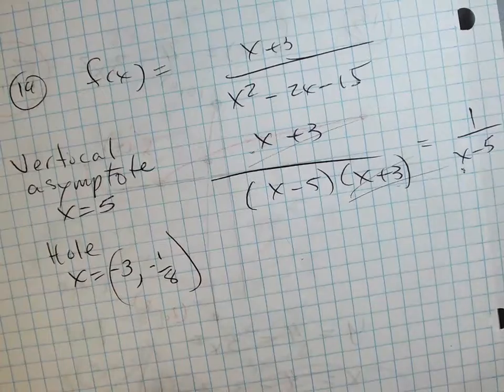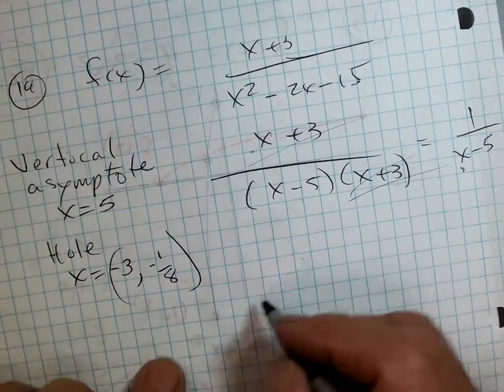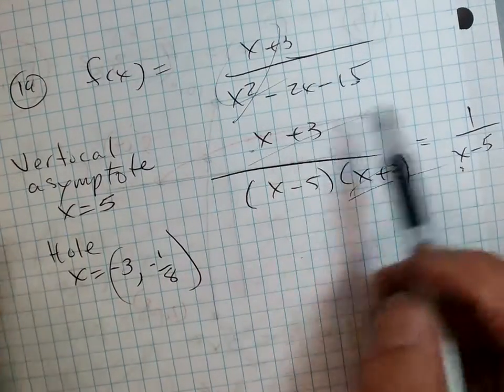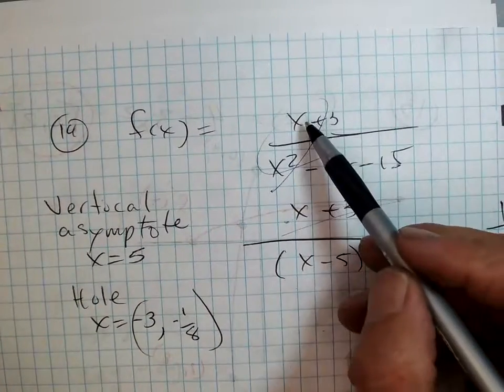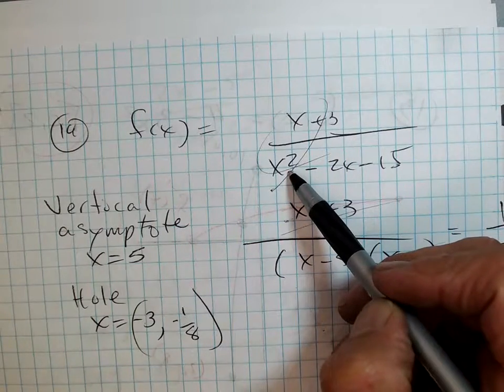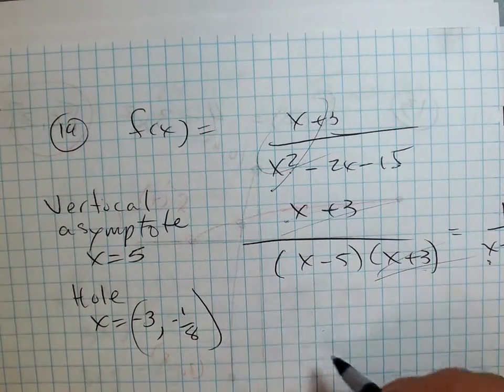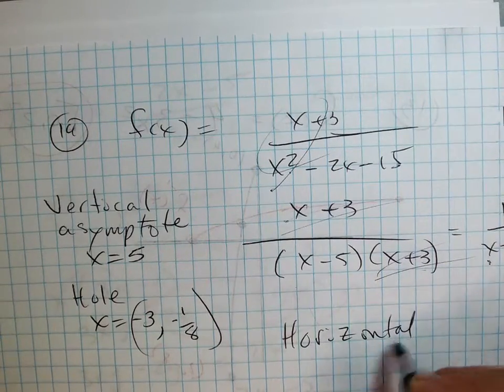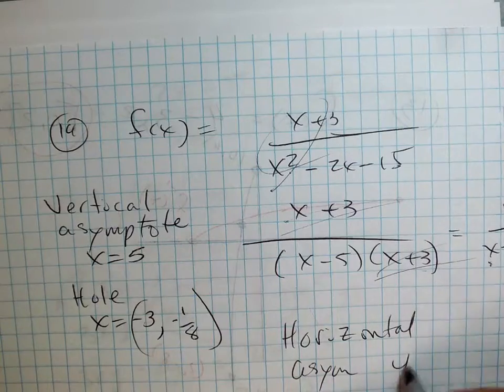So a couple of things I know. I also know my horizontal asymptote is at 0, because if I do my gobble up and I go to infinity, I'd have really infinity over infinity squared, which is 0. So I also have a horizontal asymptote at y equals 0.